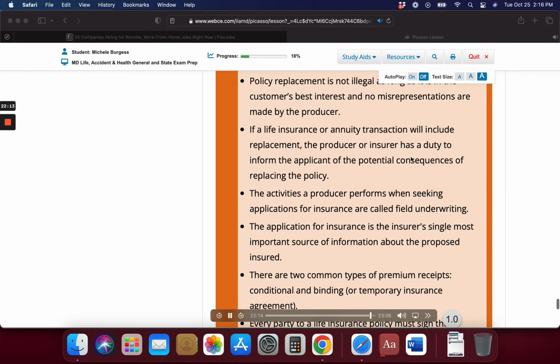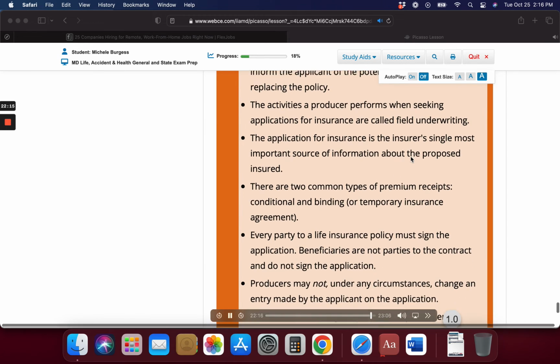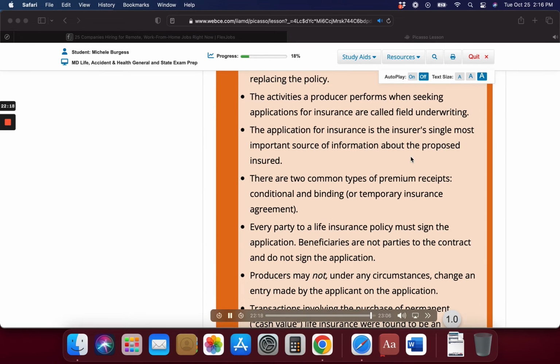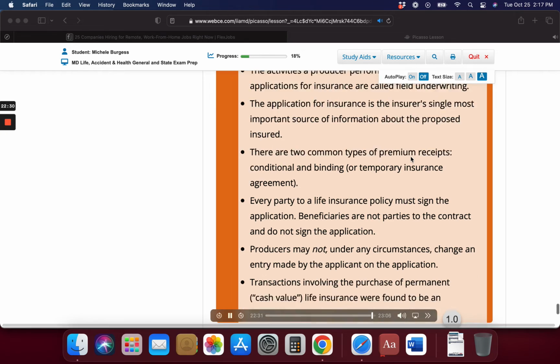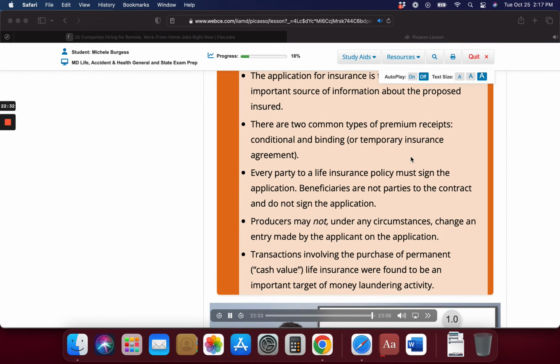The activities a producer performs when seeking applications for insurance are called field underwriting. The application for insurance is the insurer's single most important source of information about the proposed insured. There are 2 common types of premium receipts, conditional and binding, or temporary insurance agreement. Every party to a life insurance policy must sign the application. Beneficiaries are not parties to the contract and do not sign the application.